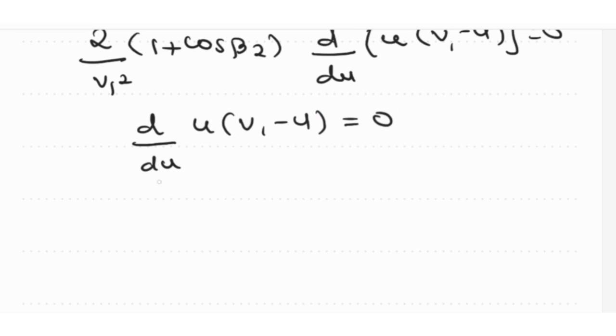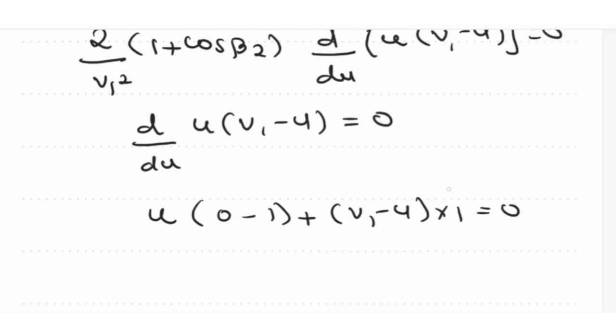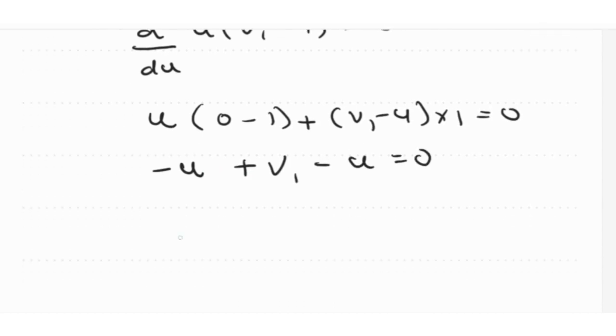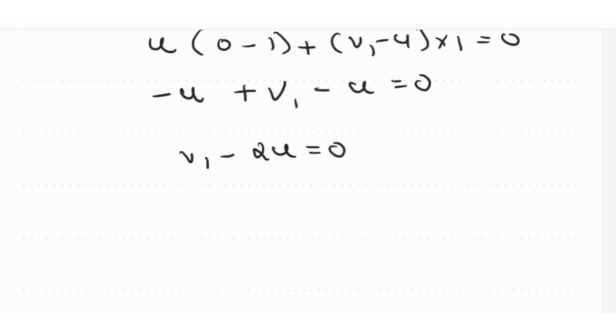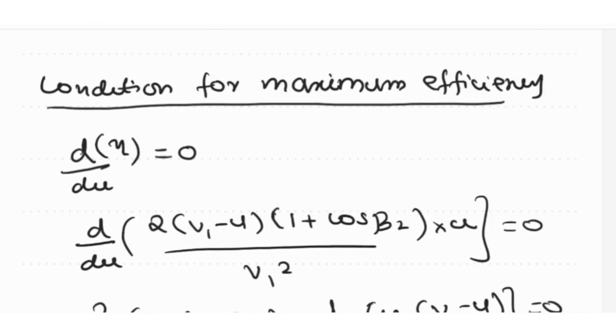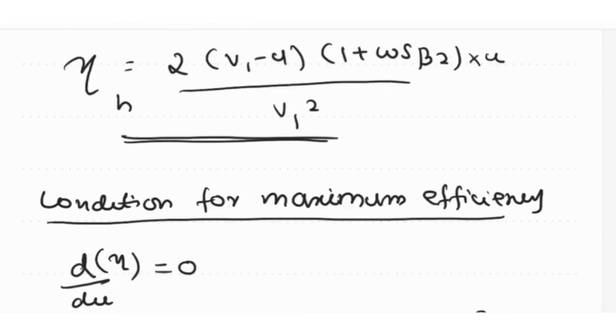Here we'll use the product rule. U into differentiation of (V1 minus U), which is minus 1, plus (V1 minus U) into differentiation of U, which is 1, is equal to 0. So minus U plus V1 minus U is equal to 0. V1 minus 2U is equal to 0. V1 is equal to 2U. So we'll substitute this into the equation of efficiency.